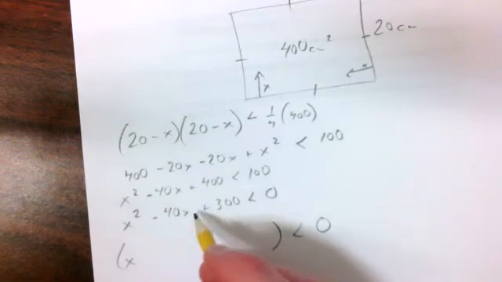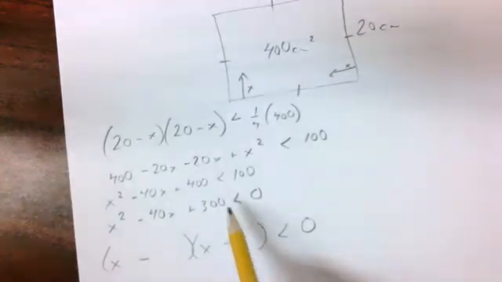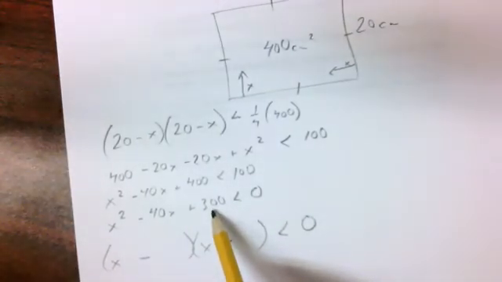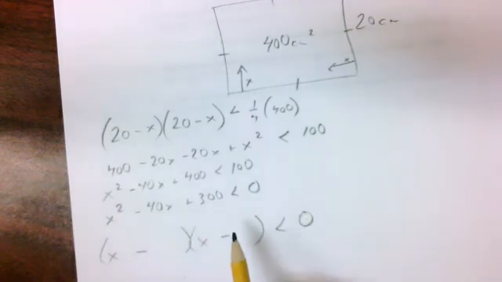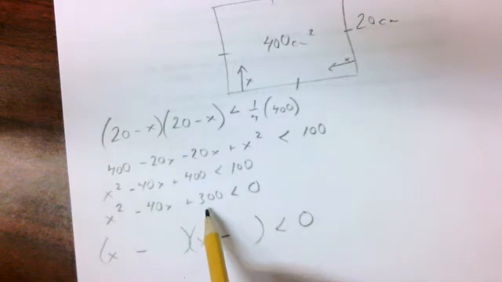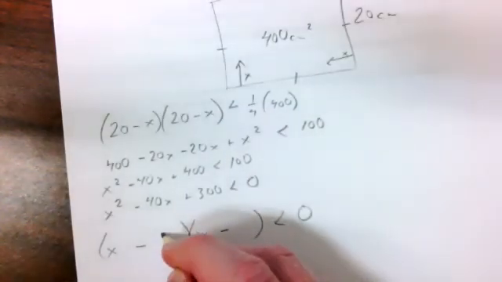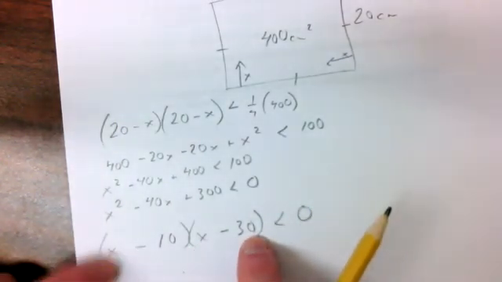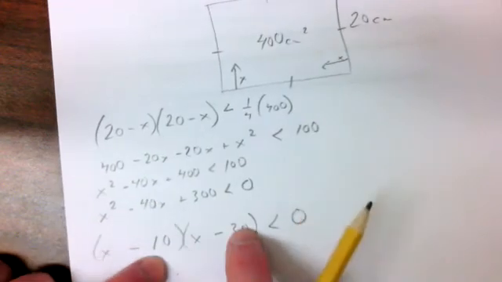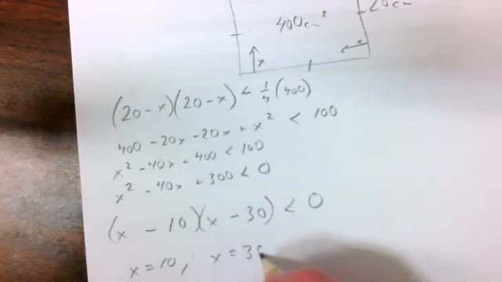X, these are both going to be negative. Two numbers that multiply to 300 and add up to 40 because they're both negative. So 10 and 30. Oh, there you go. So I got lucky. Negative 10, negative 30. Just double check. X times x is x squared. X times negative 30 is negative 30x. And negative 10x is negative 40x. Okay, so x equals 10 or x equals 30.